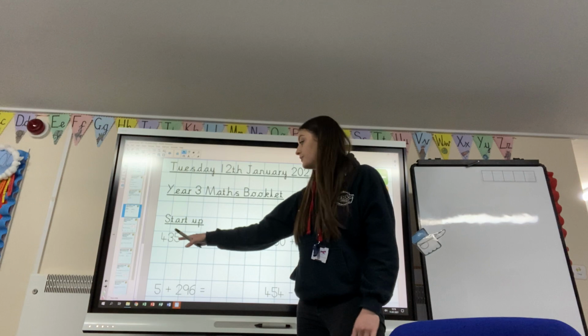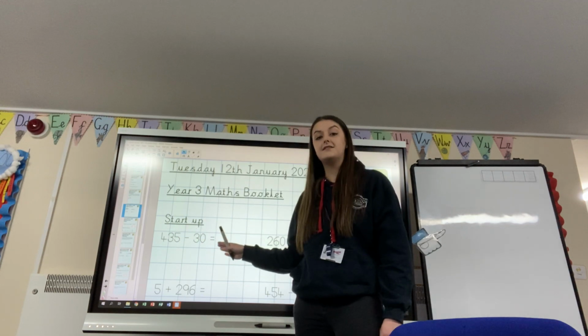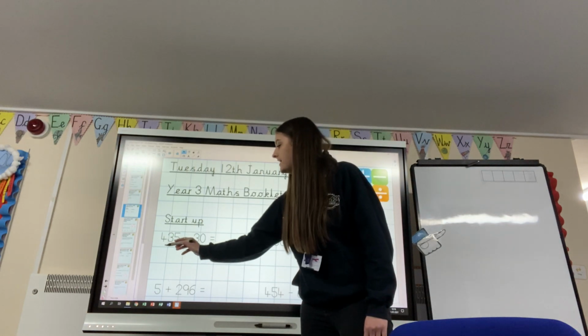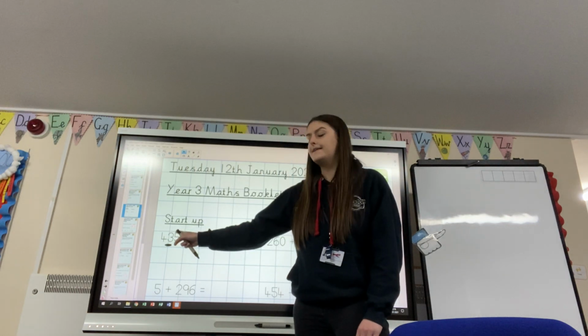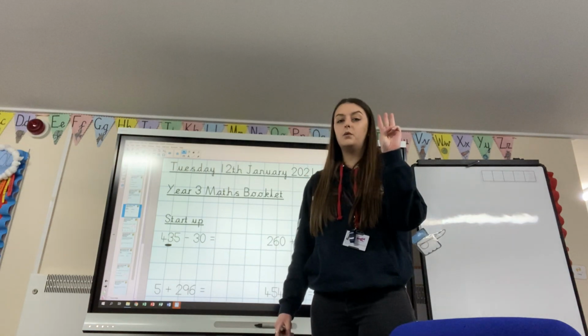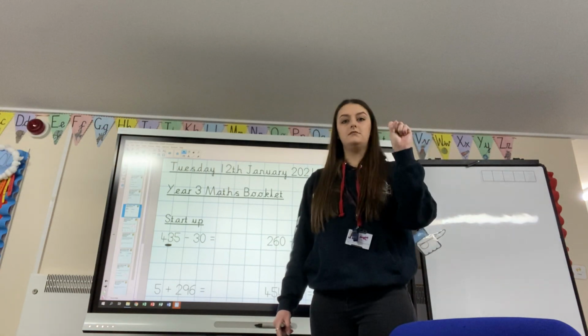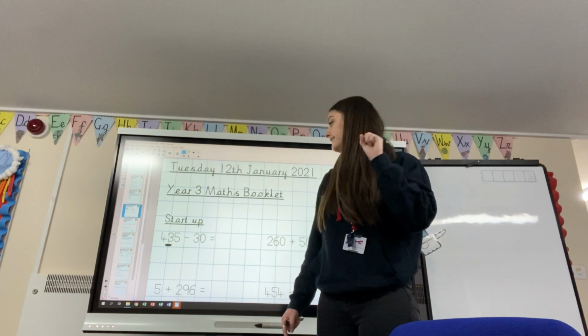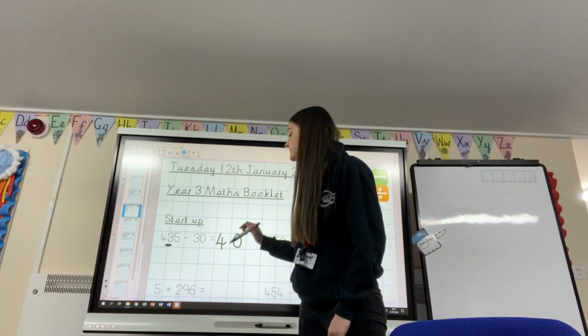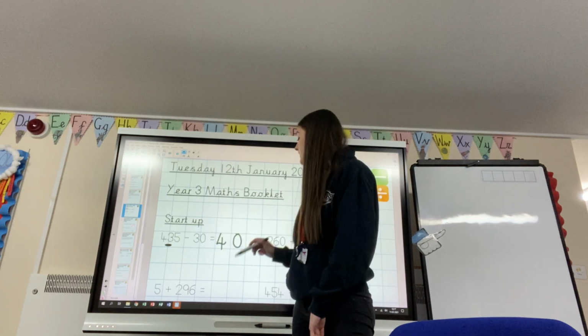We've got 435 subtract 30. So I'm subtracting a multiple of 10. So I'm going to find my tens column. So I've got 3 tens there. I'm subtracting 3 tens. So 3 tens take away 3 tens is 0. I've got no tens left. So I've still got my 400. I've now got 0 tens and I've got my 5 ones still left.